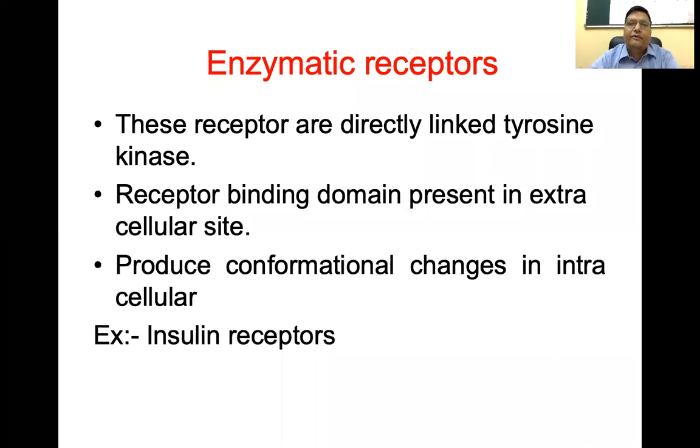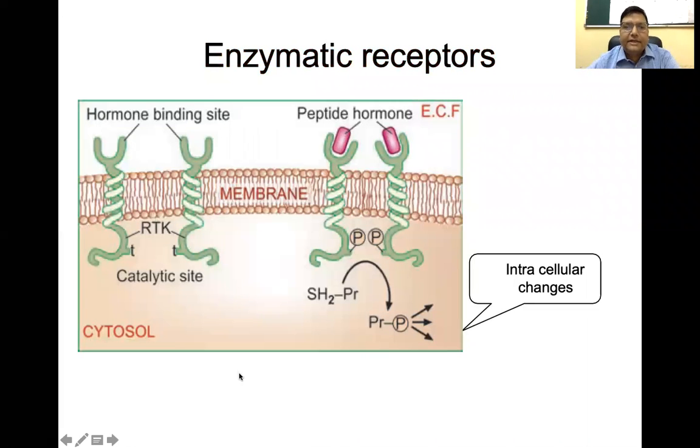Coming to the next type of receptor family, that is the enzymatic receptor. These receptors are directly linked with tyrosine kinase, which is present intracellularly, and insulin receptors are the enzymatic receptors. The receptor binding domain is present extracellularly, and they produce conformational changes on the intracellular side.